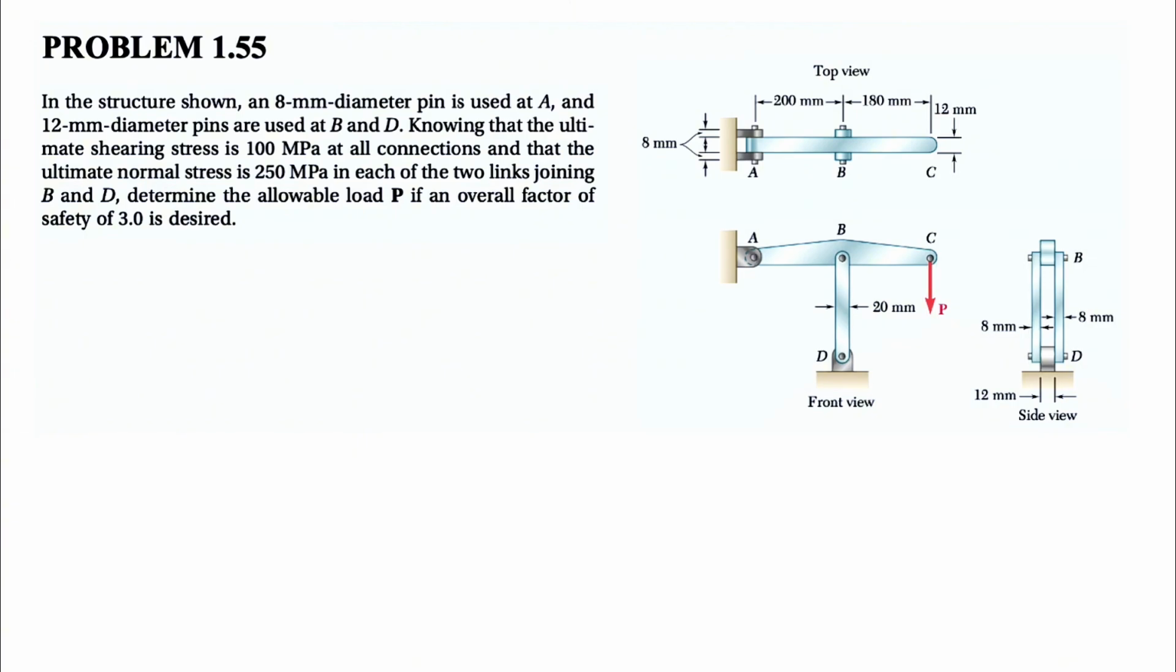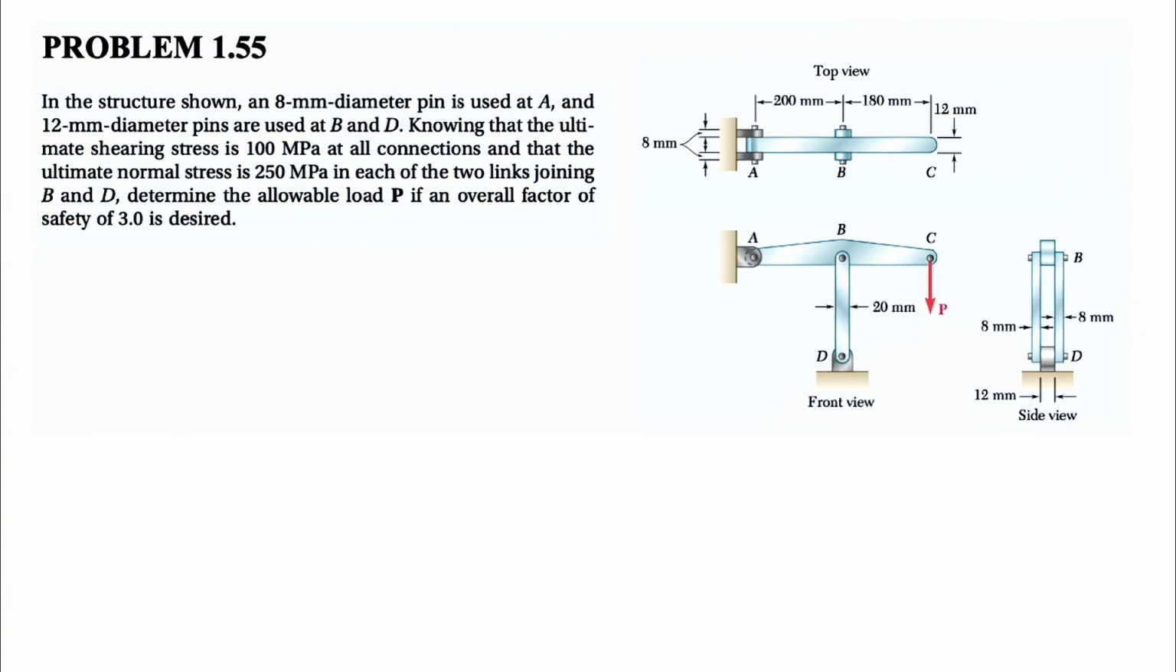So we are dealing with three different things. We have two pins at point A and point B, which have a shear stress of 100 megapascal. We also have an ultimate normal stress of 250 in the link BD, that we need to check. We need to find the force P based on each of these three conditions. After all, we're going to go with the lowest P, because that way we can make sure that the force P is not going to compromise any components of this structure.